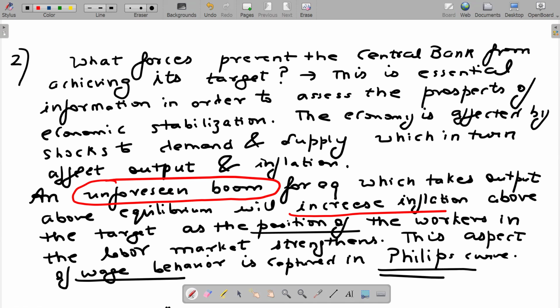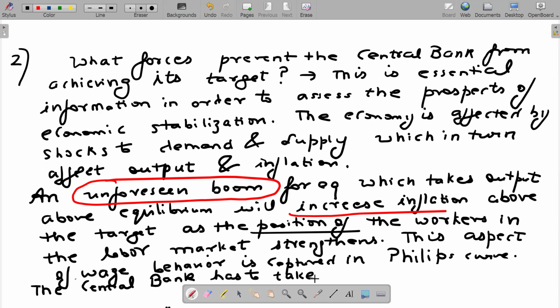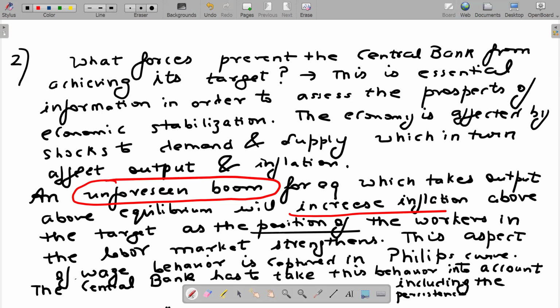That is why we are taking the Phillips curve into account in our lectures. I can write at the bottom that the central bank has to take this behavior into account, including the persistence of inflation.